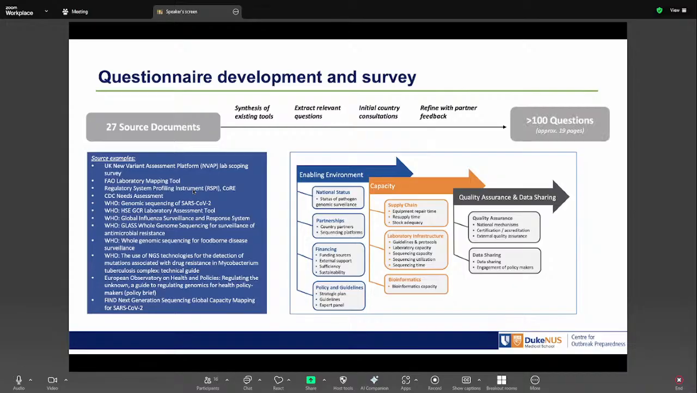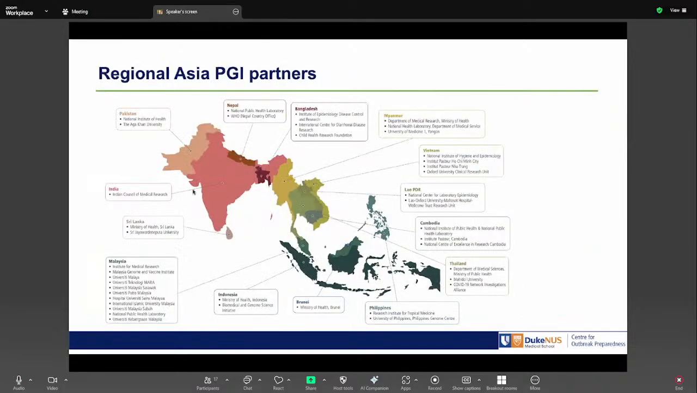The questionnaire had over 100 questions and was 19 pages long, and with all the sub-questions, it was 250 plus. I'm not showing you all that data. In fact, I don't think we've analyzed all of it, to be honest. These are the initial partners we had starting off with the Asia Pathogen Genomics Initiative, and these were the countries and partners that we worked with.